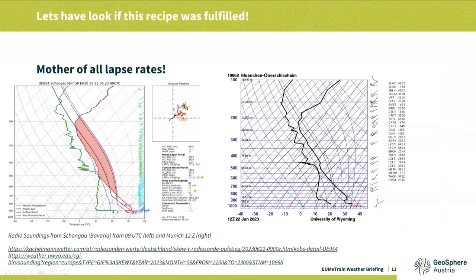These are radio soundings from Bavaria, and as you can see, it's basically a dry adiabatic lapse rate. On the left-hand side is Schöngau, in the southern part of Germany, and from Munich. If you take a look at the values, we have a CAPE of 2,600, so that's not that bad, and a deep layer shear between 0 and 6 kilometers of 43. So this day was a pretty impressive sounding, I would say, and it's no wonder that these storms got that heavy.